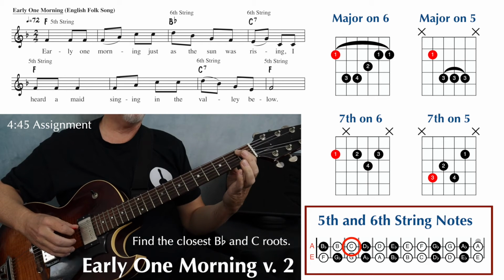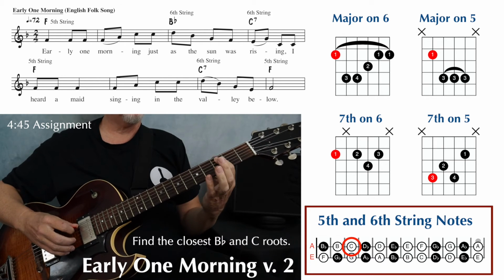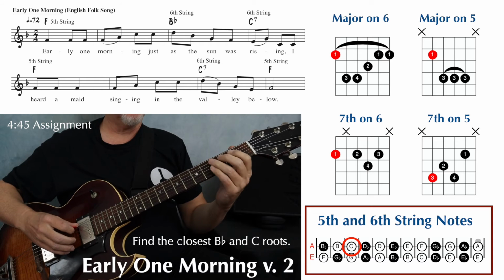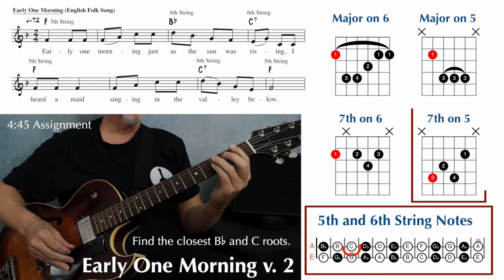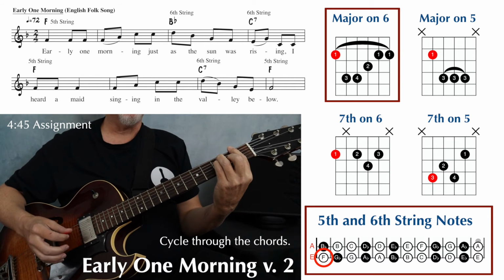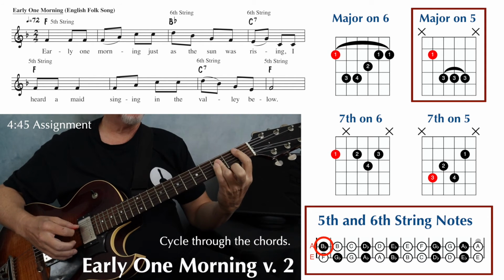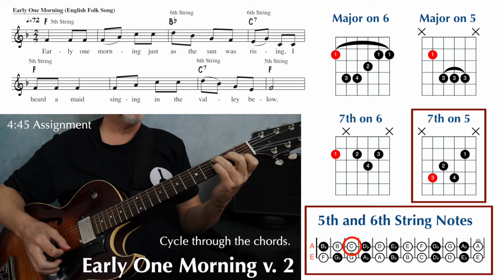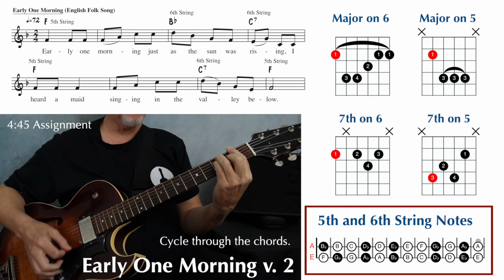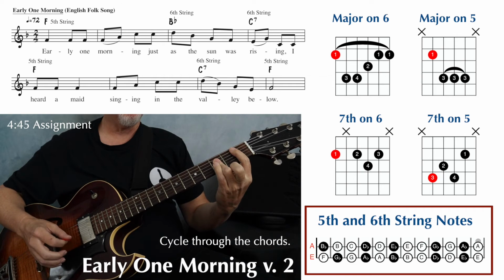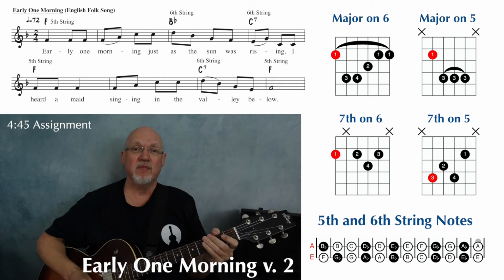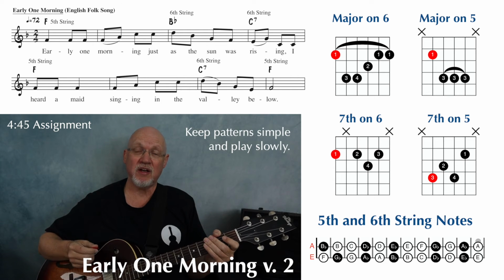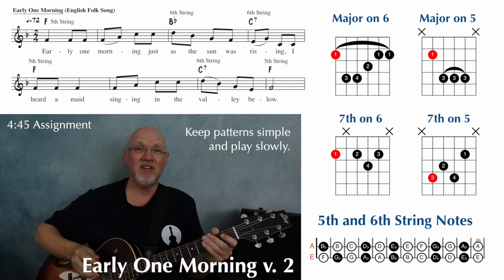And then there's a very close C to that B flat. There's a C at the 3rd fret of the 5th string, and that is with that dominant 7 shape. So you have F major, B flat major, C7, and cycle through those chords a few times just to get used to them. And then play the song at whatever tempo you like, whatever pattern you like. It doesn't really matter. The main thing is we're just finding these chords.